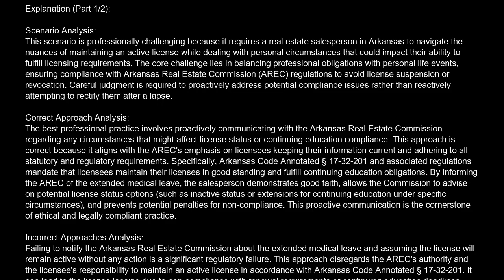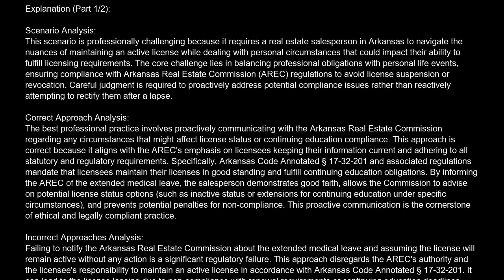The correct answer is C. Proactive communication with the Arkansas Real Estate Commission about the medical leave and seeking guidance on license status options. Explanation. Scenario analysis. This scenario is professionally challenging because it requires a real estate salesperson in Arkansas to navigate the nuances of maintaining an active license while dealing with personal circumstances that could impact their ability to fulfill licensing requirements.